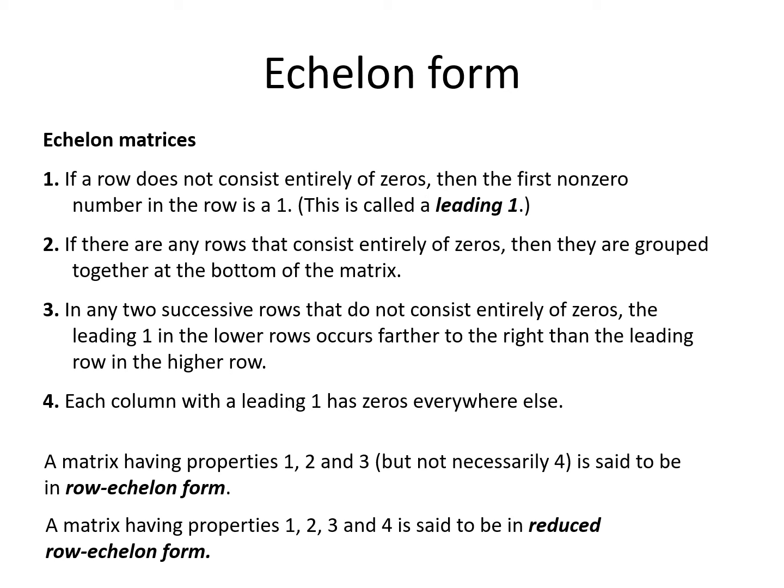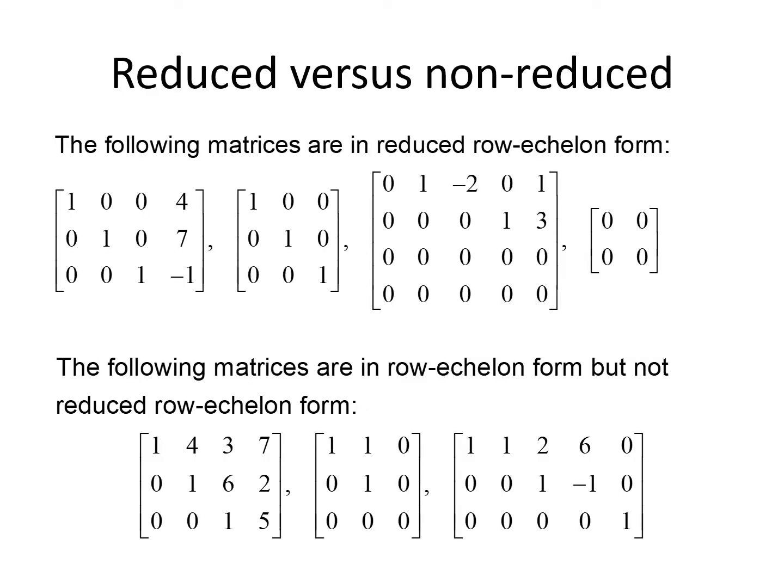Any matrix having properties 1, 2 and 3 but not necessarily 4 is said to be in row echelon form. A matrix having properties 1 to 4 is said to be in reduced row echelon form. There are different examples of reduced row echelon form and row echelon form but not reduced row echelon form.